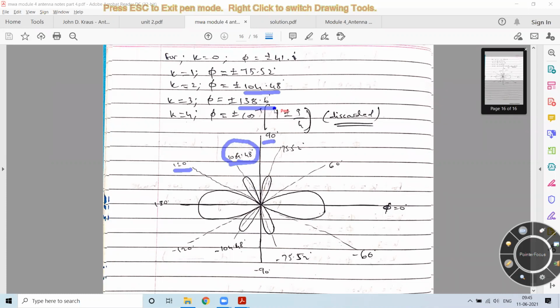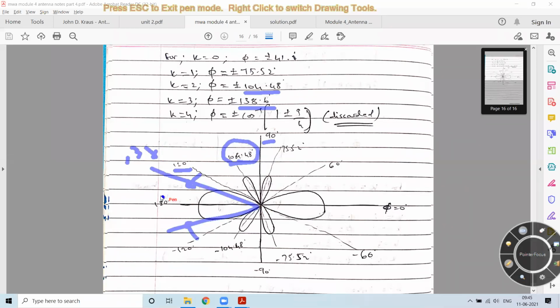Now plus minus 138.6 degrees. It is greater than 120, that is 138 degrees, and when you consider minus 138 degrees, you are moving here. So it might be somewhere here. This might be 138 degrees.